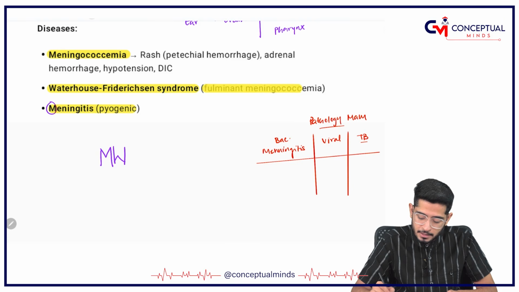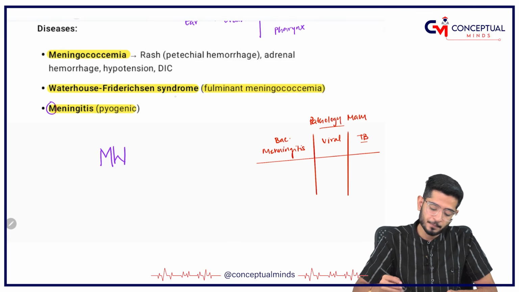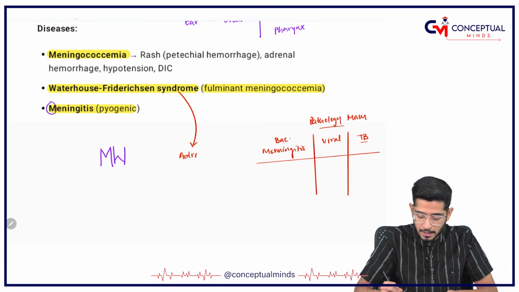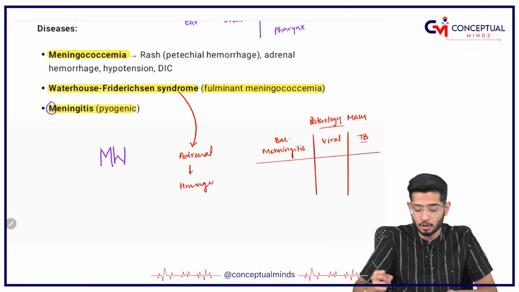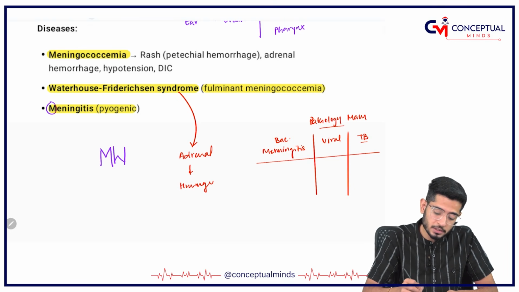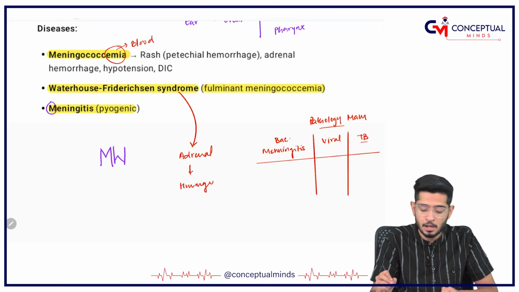Coming back to the topic, what is Waterhouse-Friderichsen syndrome? This is the fulminant meningococcemia. That means the meningococcus is going to go to the adrenal gland and cause hemorrhages there. So that is the Waterhouse-Friderichsen syndrome. What is meningococcemia? Coccemia means it is going to come in blood, just like anemia means no blood.